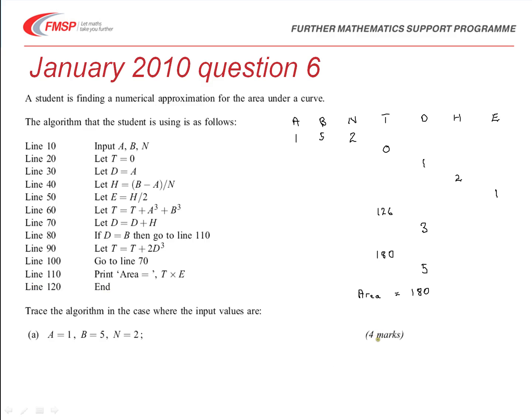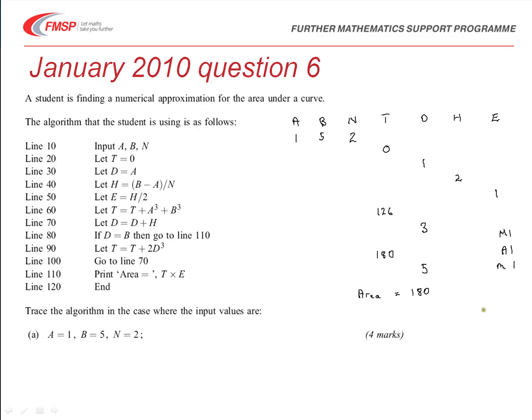Well, the marking for this. We managed to trace successfully as far as the second value of T. That will give us 1 method mark. If we've obtained T equal to 126, that gives us an answer mark for accuracy. And if we then manage to trace as far as the third value of T, the 180, that will give us another method mark.